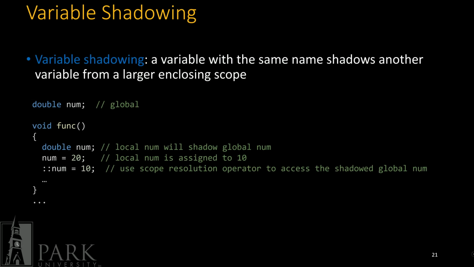Okay? This means that when you use num inside the function, it's going to assume you mean the local variant, not the global num, right? If you want to use the global num, then you need to use the scope resolution operator in front of it, just like this, the double colon. This tells the compiler, hey, I mean to use the global num variable.